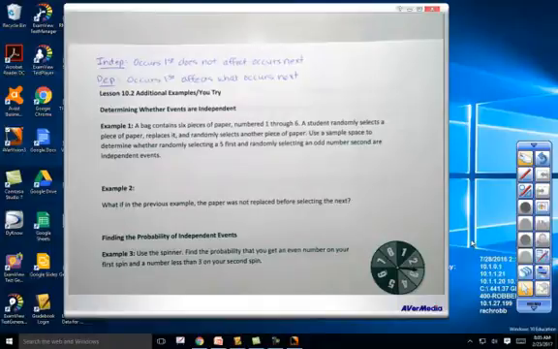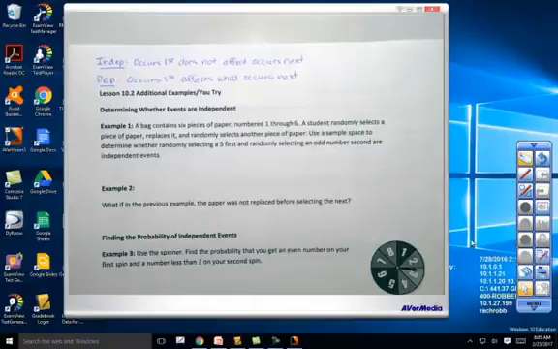And so we're just going to look at this first example 1. It says a bag contains 6 pieces of paper. So here's my 6 pieces of paper. They're not in a bag. Numbered 1 through 6. A student randomly selects a piece of paper and replaces it, and then randomly selects another piece of paper.